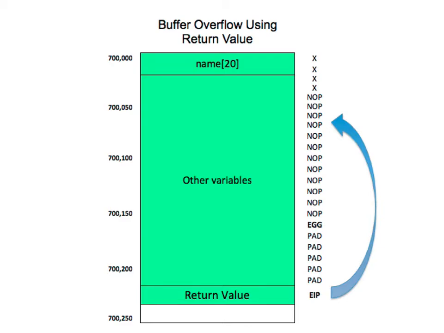You put in a name, you run in an op sled and an egg. Then down here you have padding to get to the EIP, and the value you put in the EIP will jump back to an op sled and execute the egg. That's how you take over a machine with a classic Aleph-null type buffer overflow.